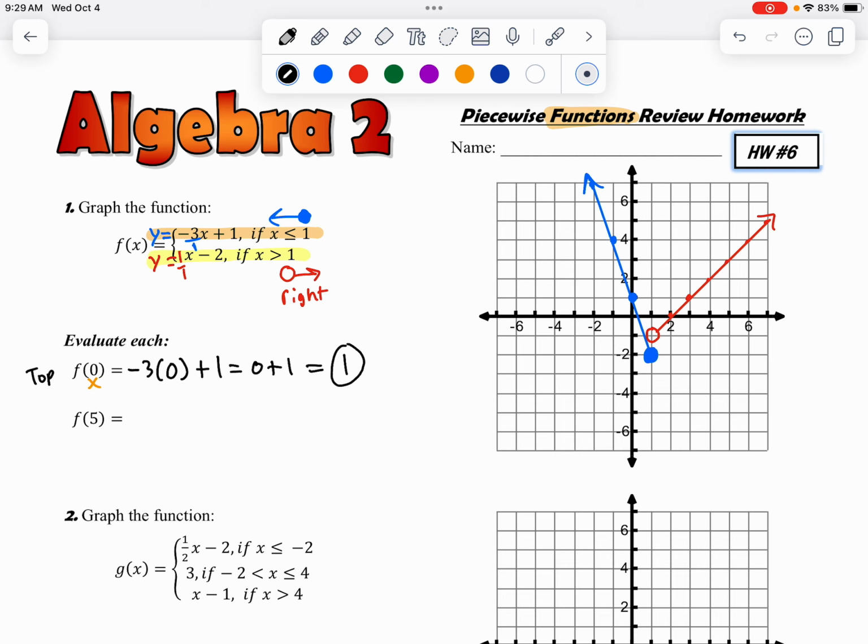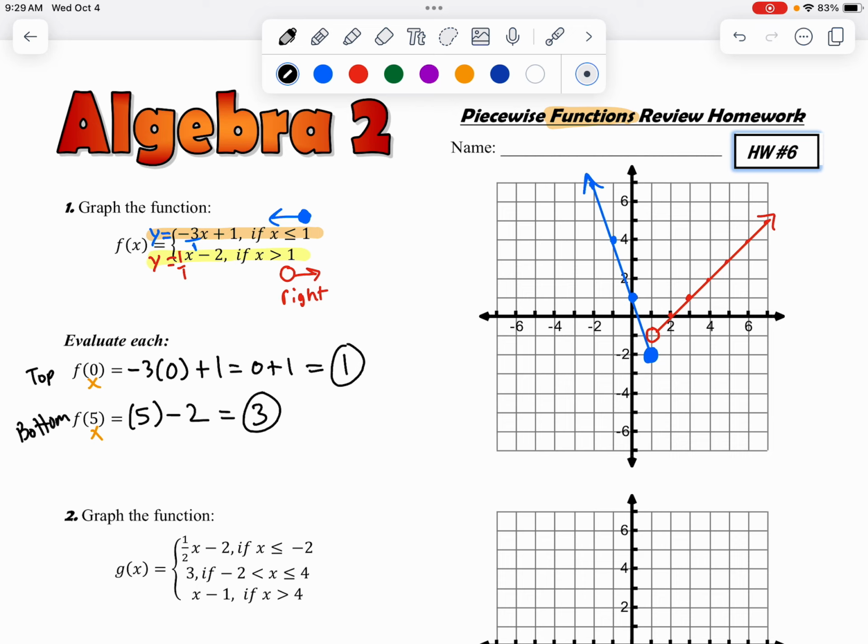All right, for f of 5, again, look at your x value. The x value is 5. If my x value is less than or equal to 1, I'll use the top equation. If my x value is greater than 1, I'll use the bottom equation. And 5 is greater than 1. So I'm going to plug 5 into the bottom equation, the x minus 2, and put a 5 where the x used to be. Subtract those, and we get 3. That's all we have to do.